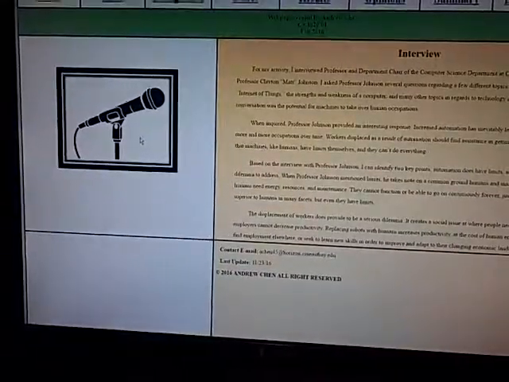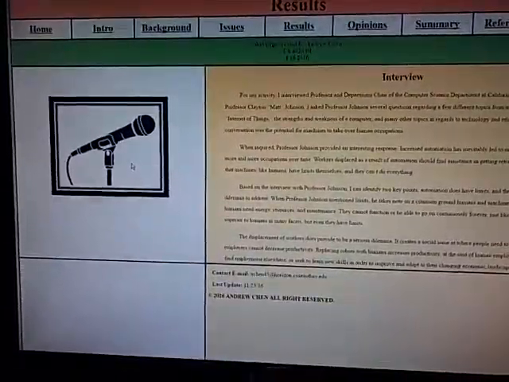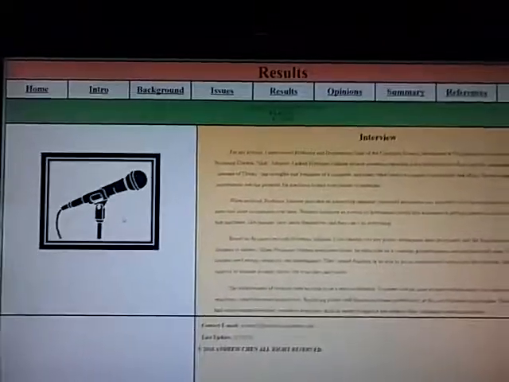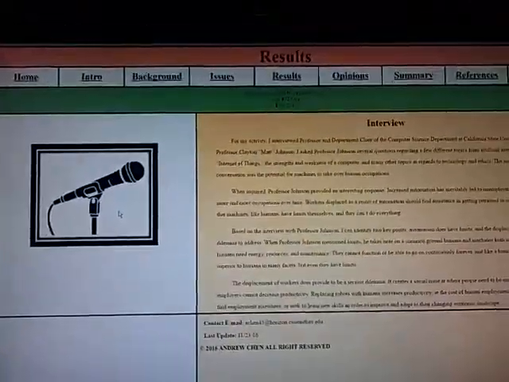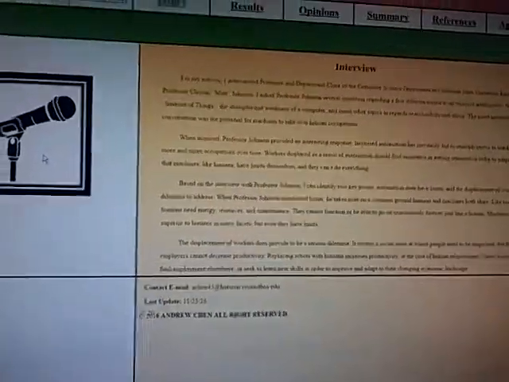When inquired, Professor Johnson provided an interesting response, noting that increased automation has inevitably led to unemployment as machines take over more and more occupations over time. Workers displaced as a result of automation may find assistance in getting retrained to adapt. He also mentioned that humans, like machines, all have limits, and they cannot do everything.